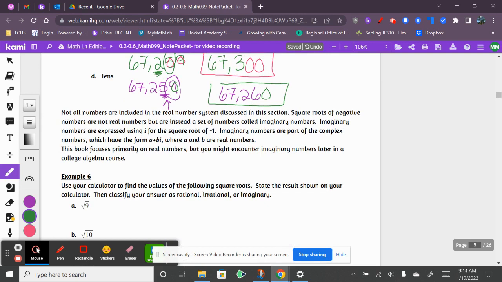Something to keep in mind, not all numbers are included in the real number system discussed in this section. Square roots of negative numbers are not real numbers, but are instead a set called imaginary numbers. Imaginary numbers are expressed in this special format. We won't really be dealing with these, so it's not anything that you have to worry about.